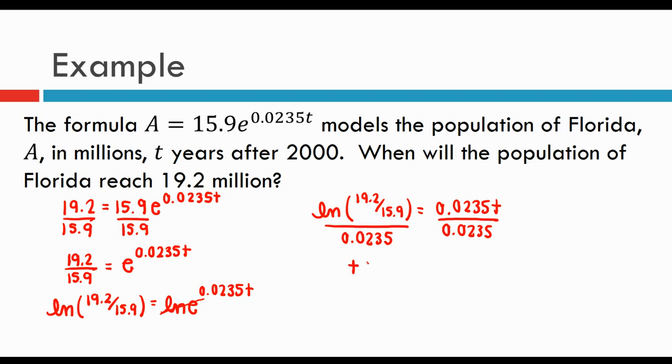And so we get t to be approximately 8.025 and so on and so forth. So when is the population going to reach that? Well, it's going to be approximately 8 years after the year that the model's telling us. So add those two together, and that tells us that in 2008, we get that population in Florida to be 19.2 million.